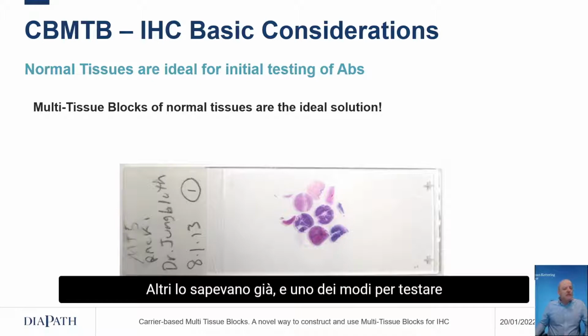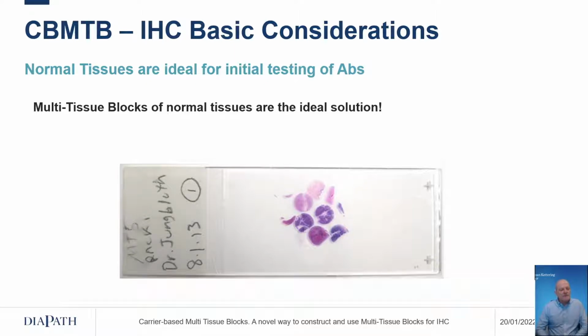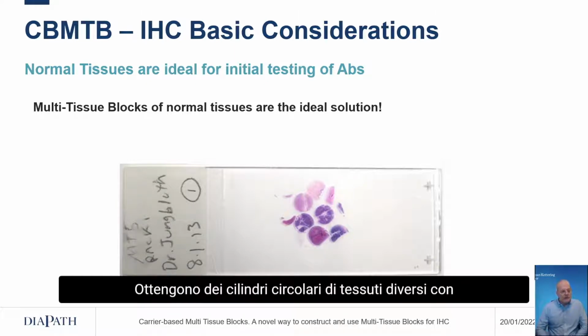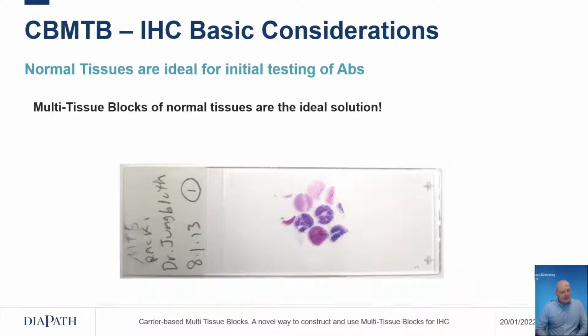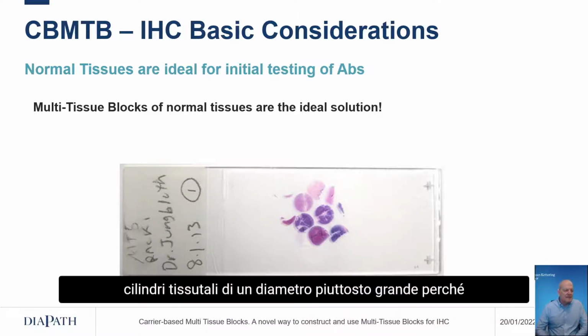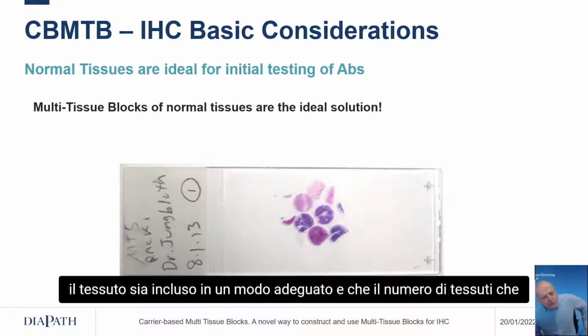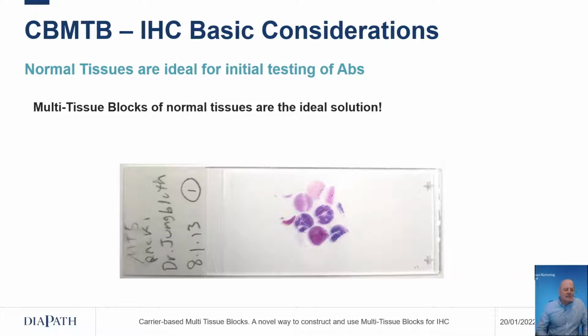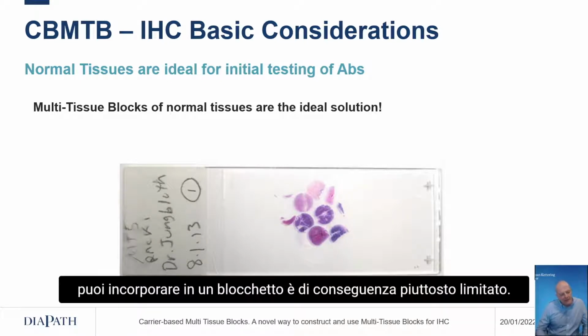Well, other people knew this before, and one of the ways to test several tissues, normal tissues or tumor tissues, is multi-tissue blocks. And the way you see it here is the way many people do it. They punch it out with circular punches, called derm punches, and then they place it into one block and section it. And you see you actually have to take quite a big diameter. They're arranged in a fashion that just happens to be convenient when you embed it. The number of tissues you can embed is kind of limited.